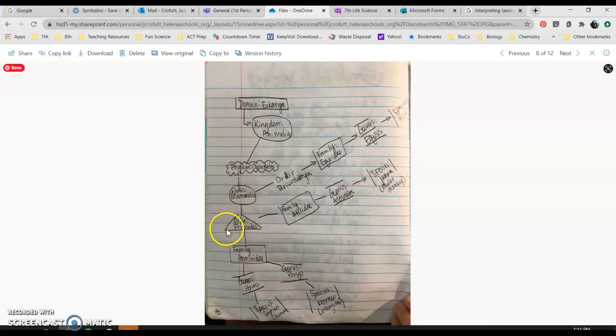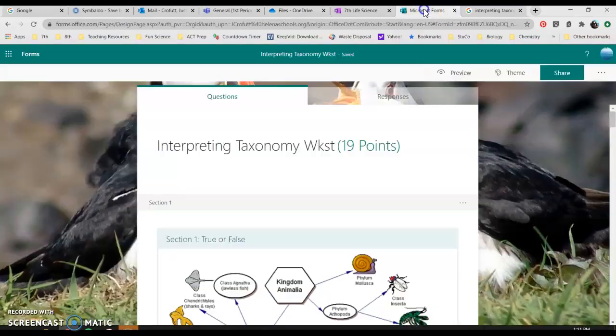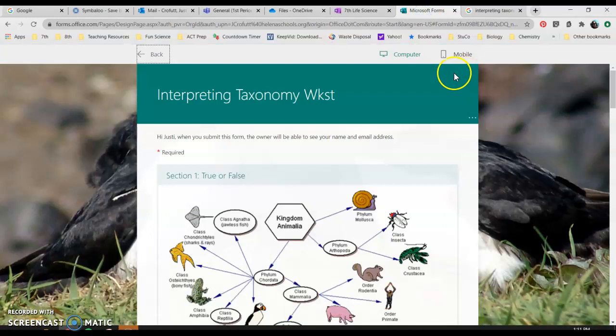And order is a less specific categorization of these animals. So the further they are down as far as branching, the closer they are related. Okay, let's go ahead and take a look at today's assignment. So today's assignment looks like this.